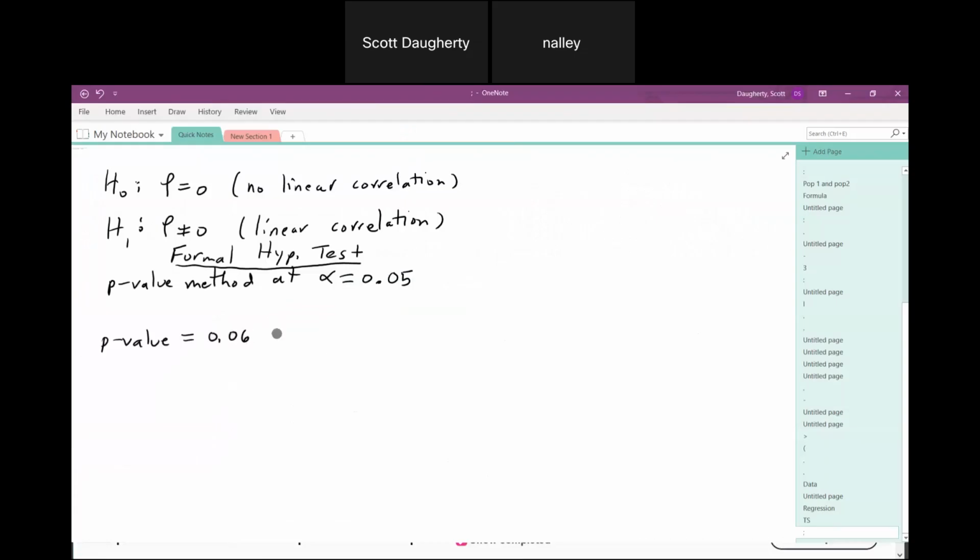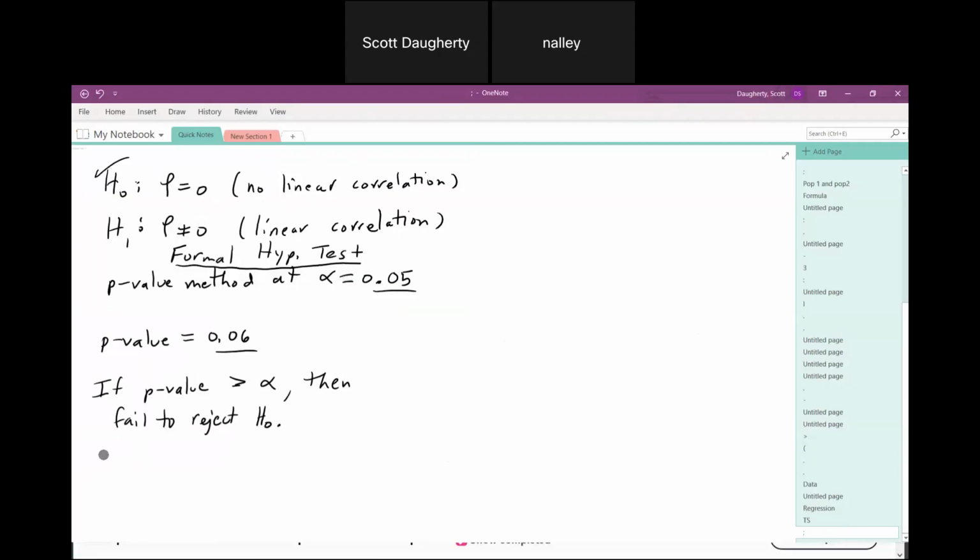Okay. And then if you're doing the p-value method, you just take the p-value and compare it to alpha. And in this case, p-value is greater than alpha. If you remember, when this happens, you fail to reject the null. If you fail to reject the null, it means this hypothesis is reasonable. Rho could be 0, and that means there may not be linear correlation.